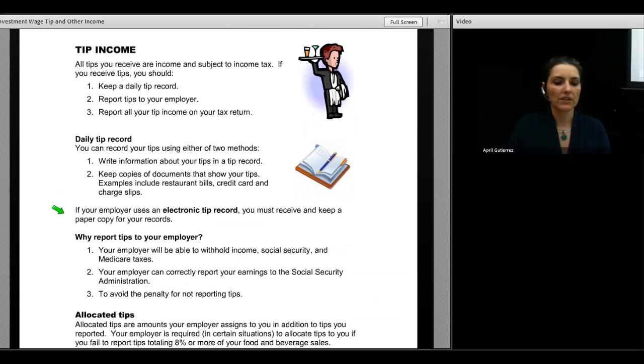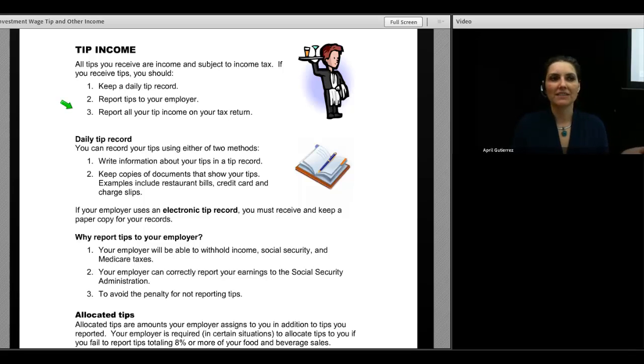The next topic we're looking at is tip income. All tips you receive are income and subject to income tax. If you receive tips, you should keep a daily tip record, report tips to your employer, and report all of your tip income on your tax return. Now, do you think there's a few people working as servers or waitresses in restaurants that think their tips are tax-free?